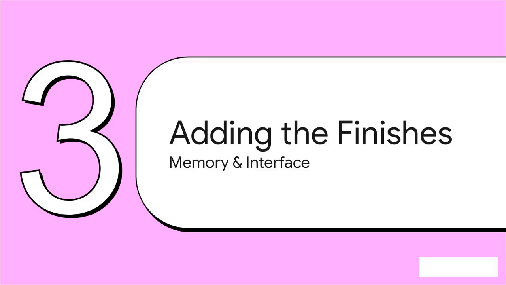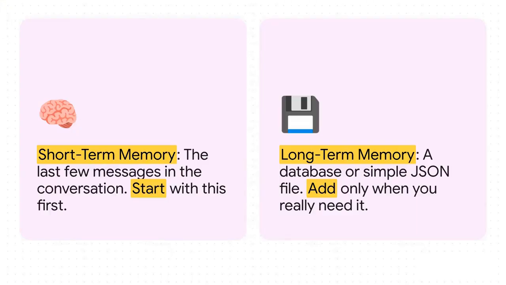Awesome. Now it's time to add a couple of finishing touches that are going to take your script from just a cool proof of concept to a tool that's actually useful. First up is memory. But let's keep it simple. Just start with short-term memory. That's basically just the last few things that were said in the conversation. Think of it like the agent's RAM. Only add long-term memory, like a database or even a simple file, when you absolutely need it to remember things after it's been shut down.